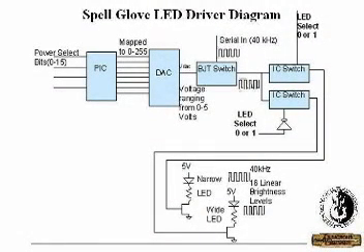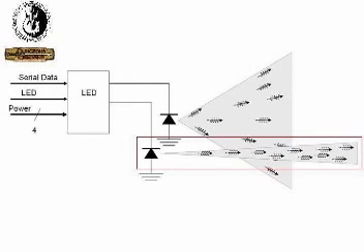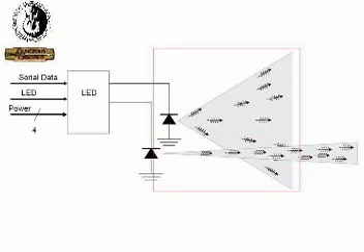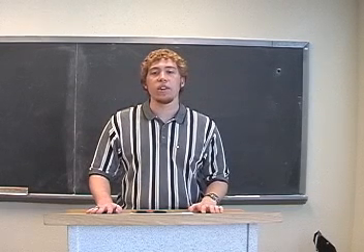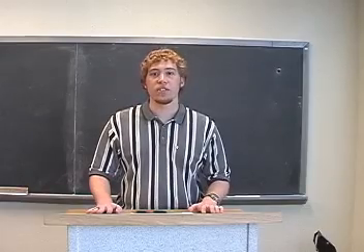The spell glove also includes an LED driver which transmits spell data to other players when a spell is cast. The LED driver includes one narrow angle LED for point effect spells and one wide angle LED for area effect spells. Each LED has 16 selectable brightness levels which allow spells to be effective over different ranges. And this is the end of our demonstration of the spell glove for Dungeons & Dragons.